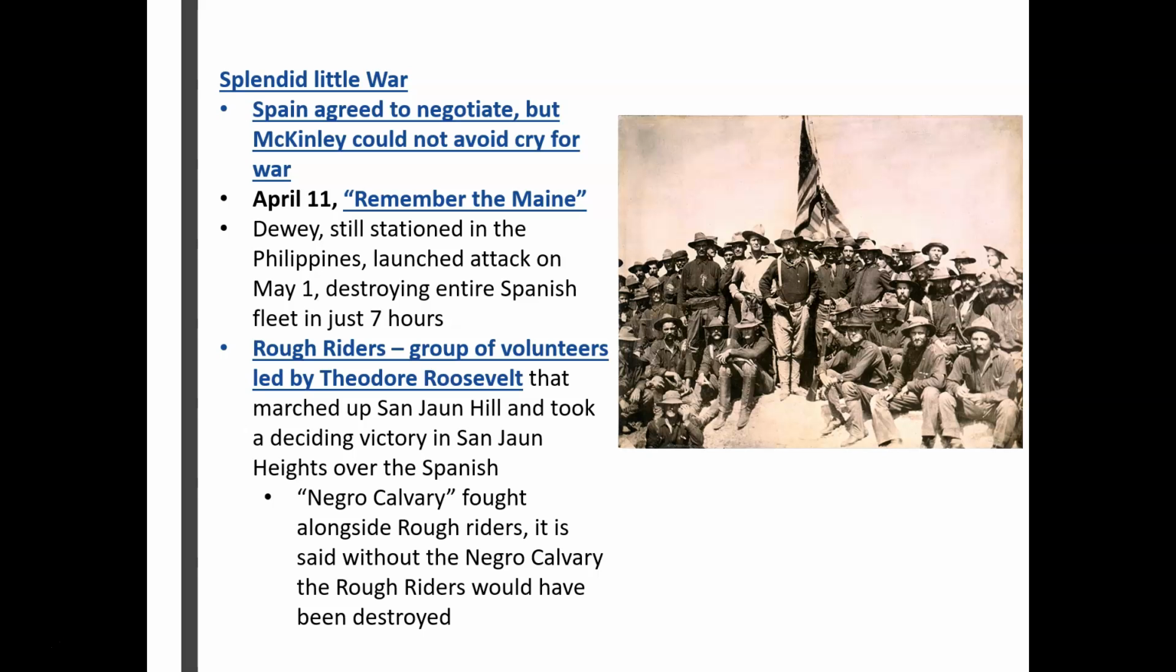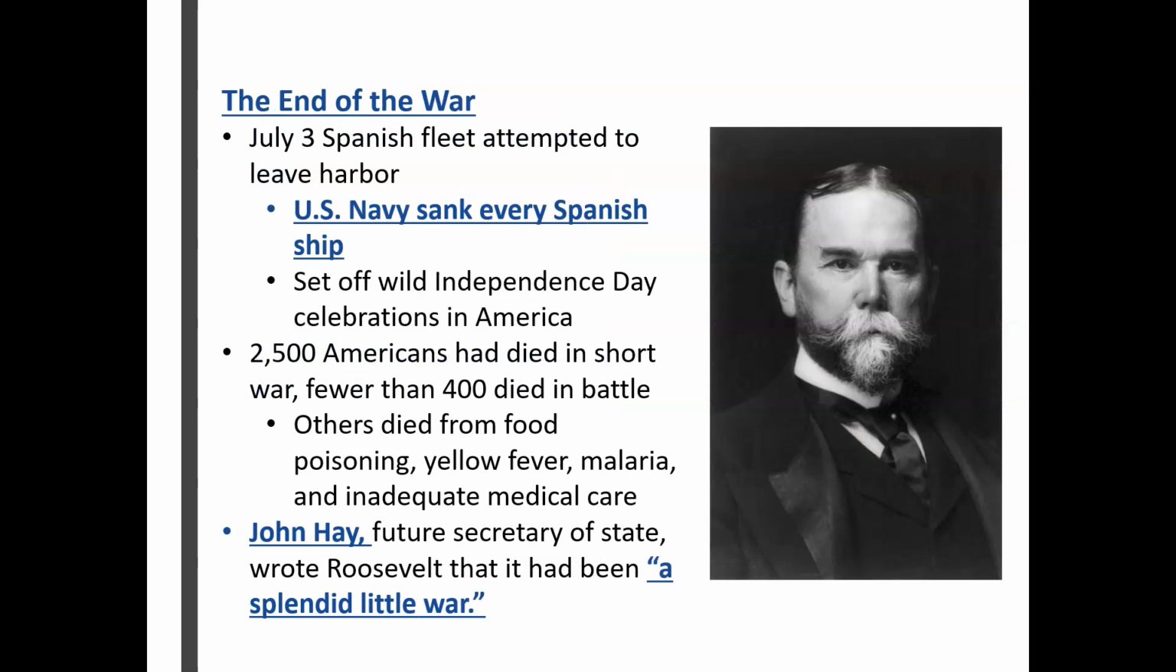Now, we also saw the quote-unquote Negro cavalry during this time who fought alongside the Rough Riders, and it is said without the Negro cavalry that the Rough Riders would have been destroyed. And just goes to show you that African Americans who have been freed from slavery, who are trying to find their place in society, are also trying to be participants in the American lifestyle and protecting the nation and being a part of the country as regular citizens. But obviously, we've still talked about some of those racial issues going on in our country.